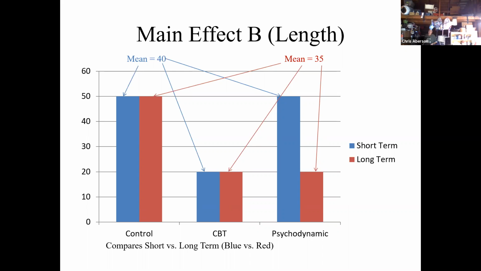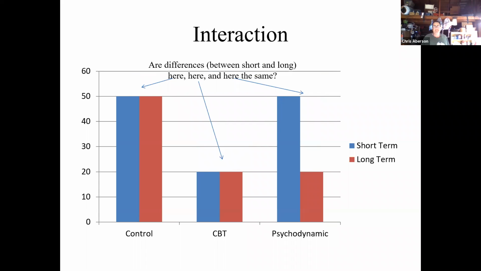But we really wouldn't want to say that the length of treatment doesn't matter. It does matter, but it only matters for psychodynamic theory. Again, it depends, just like everything in psychology. And then the interaction, good question to ask graphically, are the differences for the control group in terms of the short versus the long term the same as they are for cognitive behavioral therapy, the same as they are for psychodynamic therapy?